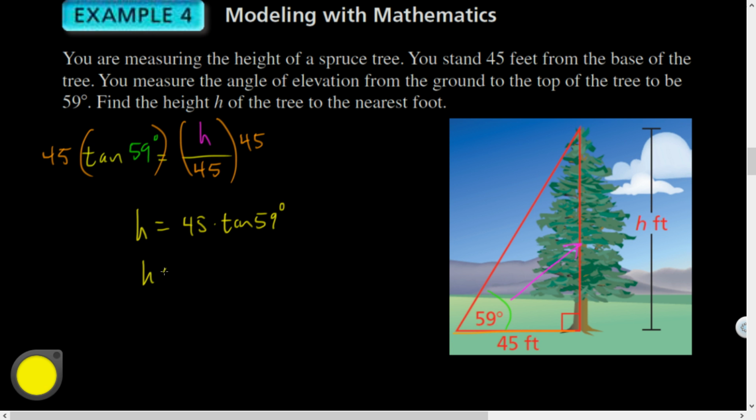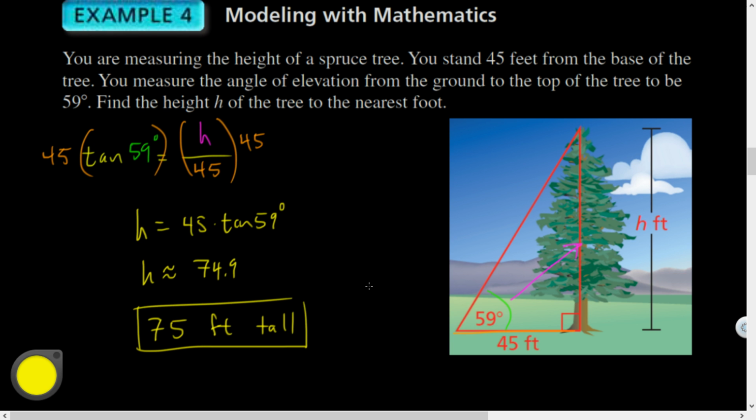And H will approximately be whatever that is when I plug it in to a calculator in the correct mode. So that's 74.9. And they said find the height of the tree to the nearest foot. So this tree is roughly 75 feet tall. Right, Lauren? Right. So yeah. So that's the way it works. It's all about set up the proportion and then solve using your algebra.